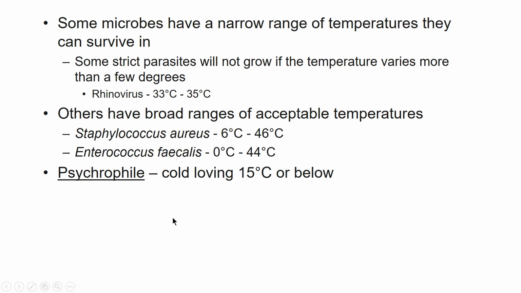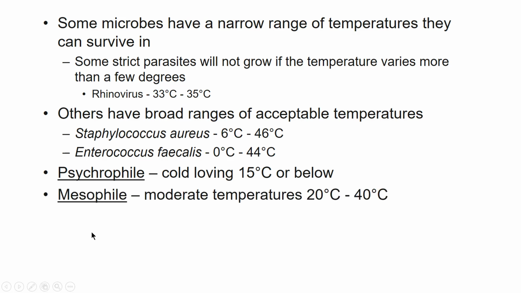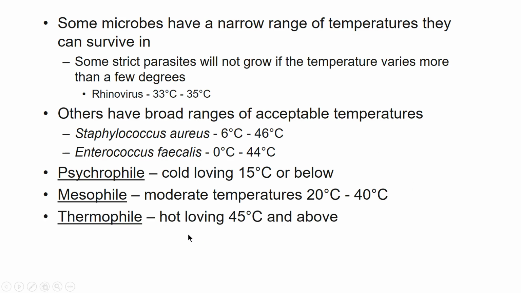But you can put them in 3 distinct categories. It's not always so easy, but there are 3 general categories. A psychrophile is a cold-loving organism. That number is usually right around 15 degrees Celsius. Mesophile, moderate temperature, 20 to 40. And then thermo means heat or hot, so a thermophile is a heat-loving microbe, 45 degrees Celsius and above. Again, it's not always obvious how to place these, but ultimately you have 3 general categories that you can think about these in.